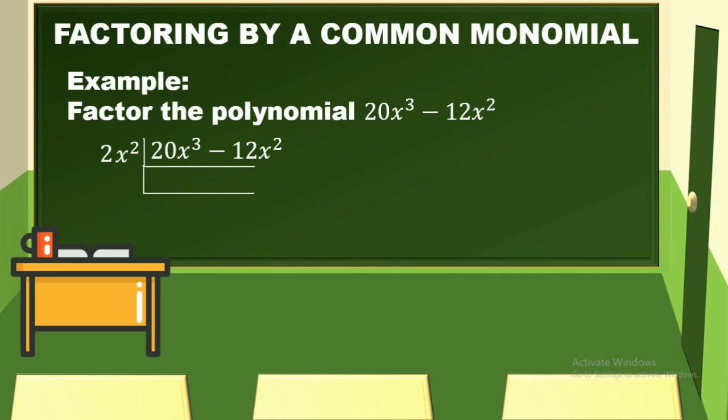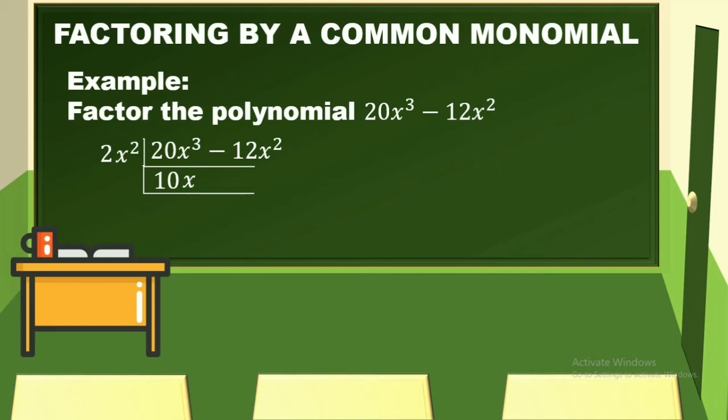Let's have another elbow there. And let us divide 20x cubed and 12x squared by 2x squared. Let us start with the numerical coefficient. So we have 20 divided by 2, that is 10. What about x cubed divided by x squared? So when you're dividing exponents, what will you do? Yes, you will subtract the exponents. Copy x and 3 minus 2, that is 1. So we have x to the first power or simply x.